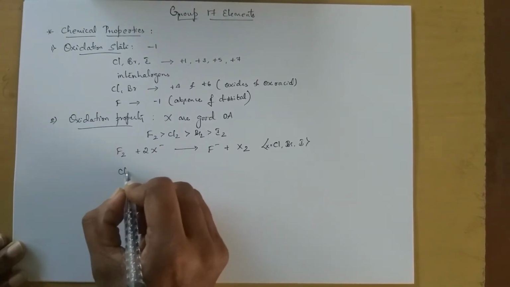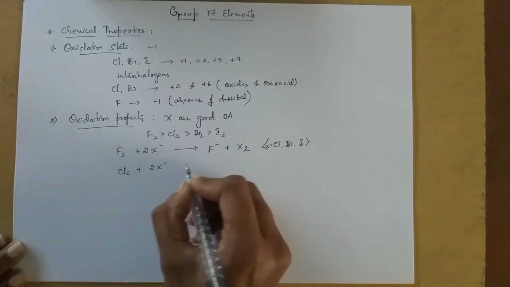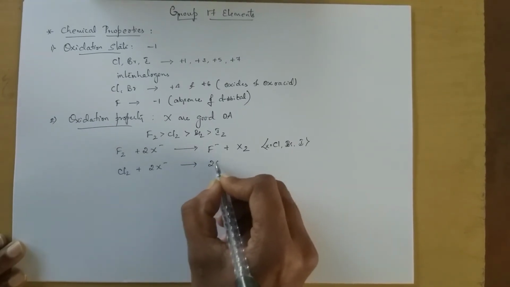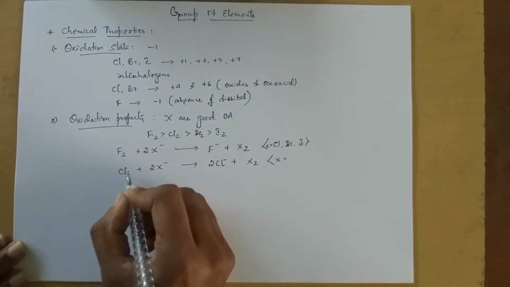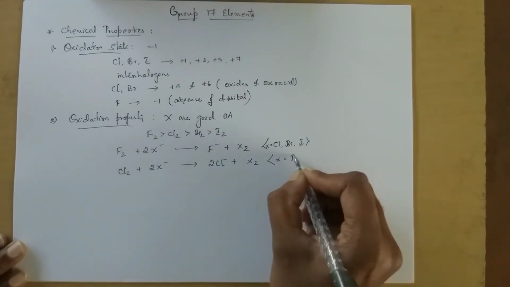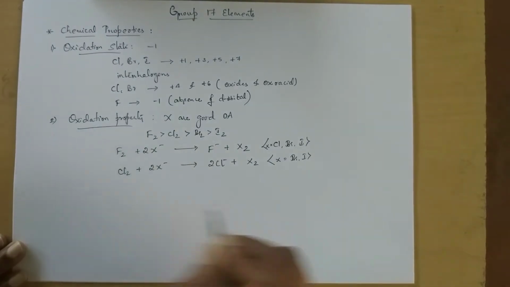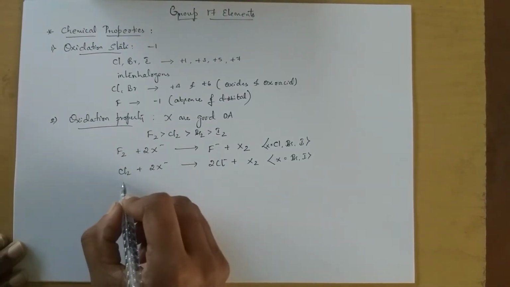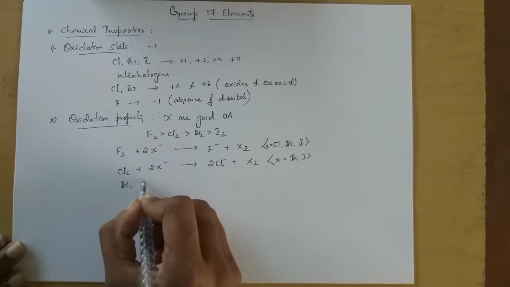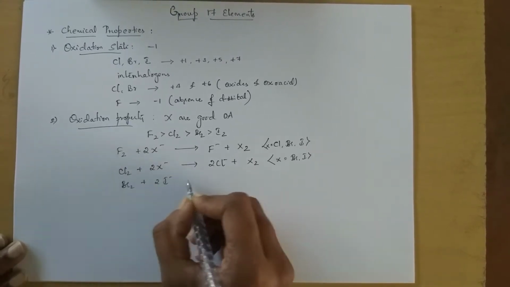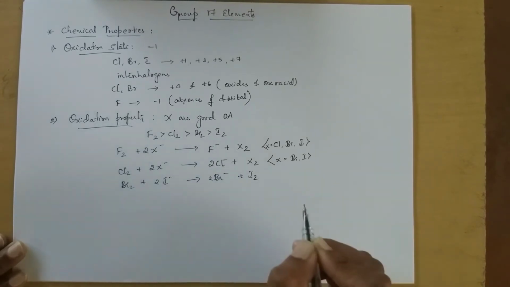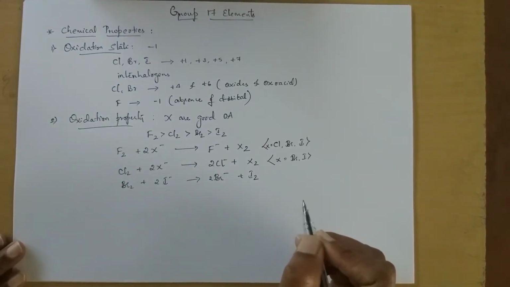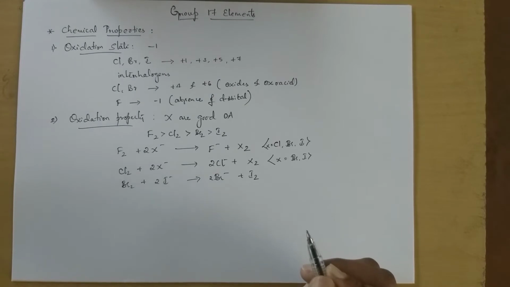Then we have chlorine that combines with this, giving 2Cl- plus X2. Here the halogen is chlorine, and X is bromine and iodine, halogens of higher atomic number. Similarly, bromine combines with iodine to form Br- plus I2. So like this, different halogens oxidize halide ions of higher atomic number.